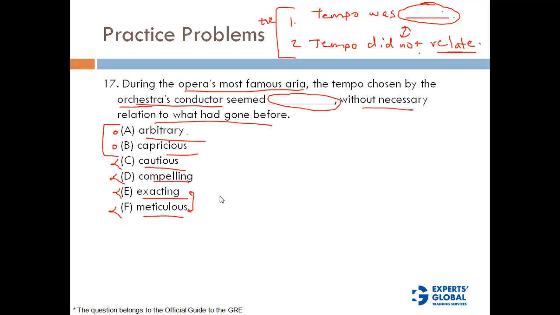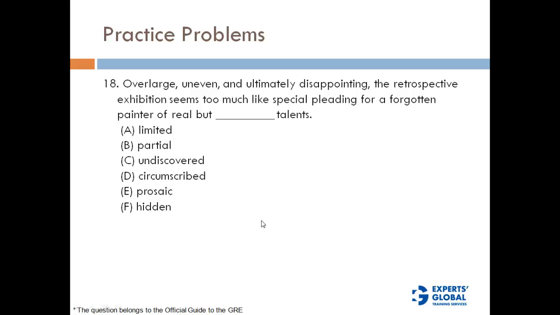So the only two options we have are A and B. Both of them say that the tempo was arbitrary or capricious, and that is why it did not fit with the other pieces of the orchestra. They both go well in the context, and we choose them as correct answers. Let's look at this one.